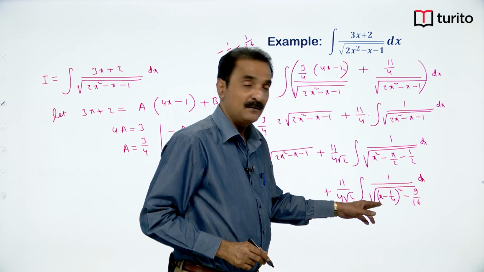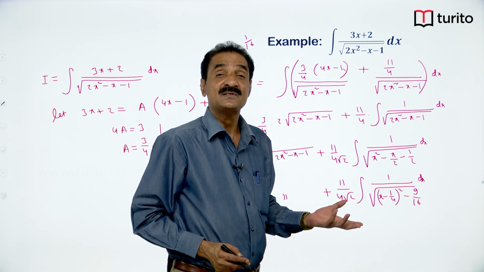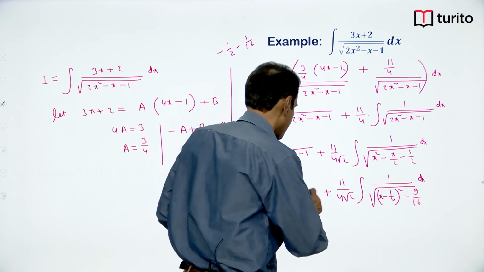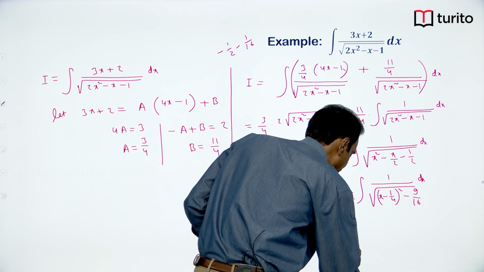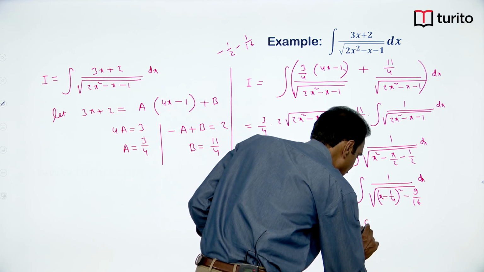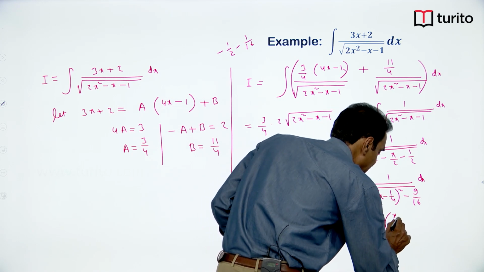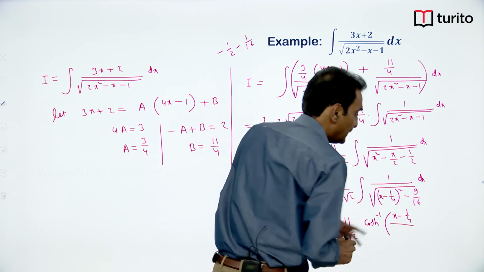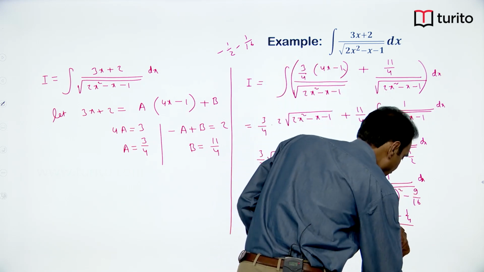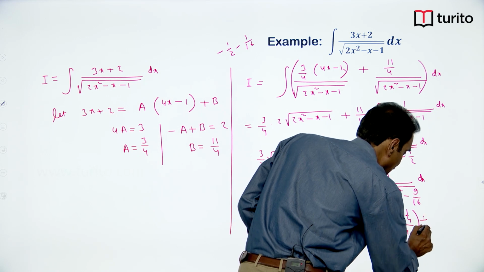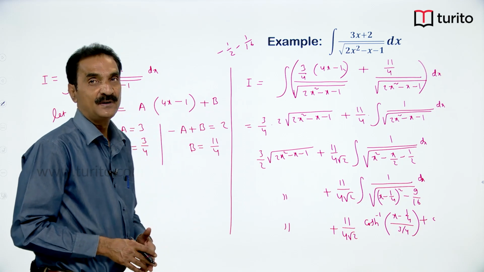Now, it is 1 by root over x square minus a square form. What is the integral? Cos h inverse x by a. First term is as it is, plus 11 by 4 root 2 into cos h inverse of x minus 1 by 4 by, what is a? This is a square. A is 3 by 4. Simplify, multiply numerator and denominator by 4. Okay.